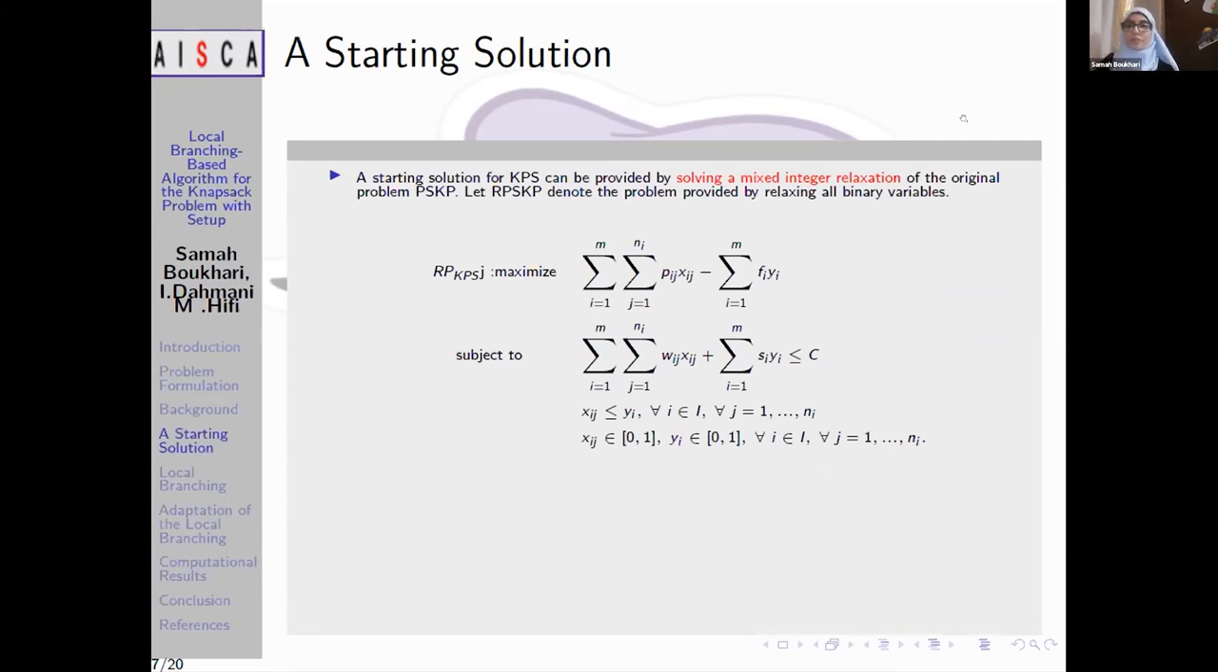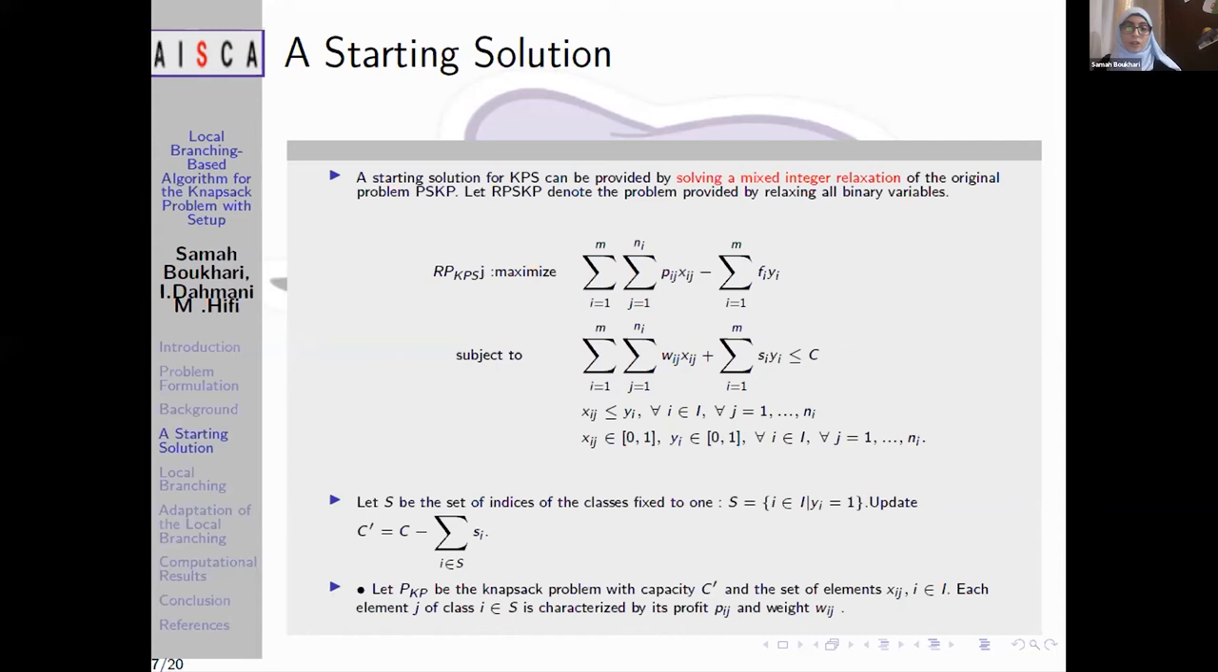We start with the construction of the starting solution of the knapsack problem with setup. Here we use the relaxation of the problem, where we relax the binary variables. Let S be the set of indices of the classes fixed to 1, and C' is the new capacity obtained by the old capacity minus the sum of the activated classes. Here we have to solve the classical knapsack problem with capacity C' and elements x_ij.